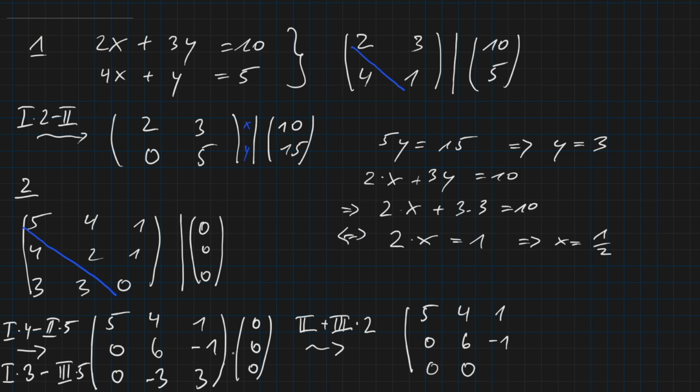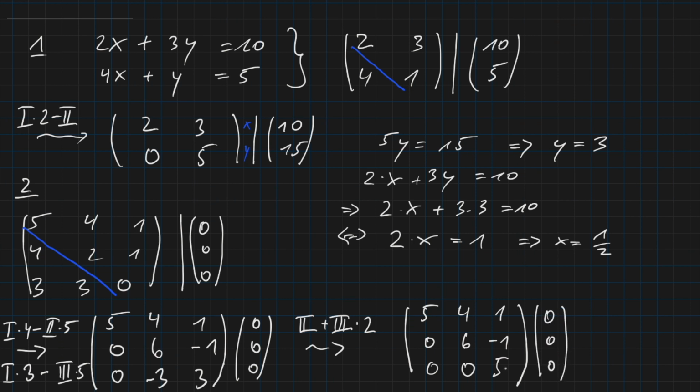Now, because 6 plus minus 3 times 2 is 0. And then we have minus 1 plus 2 times 3, which is 6. Minus 1 plus 6 is 5. And this is what we have here. And now, as we did before, we can solve it, because we have also 0, 0, 0 here.